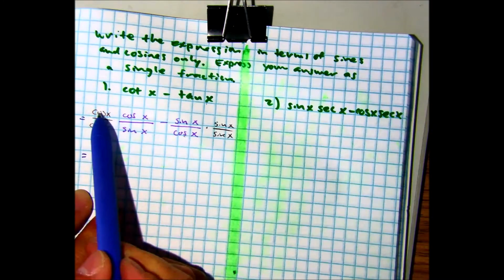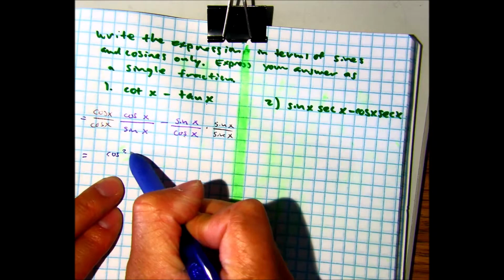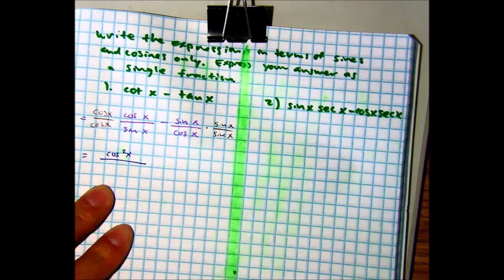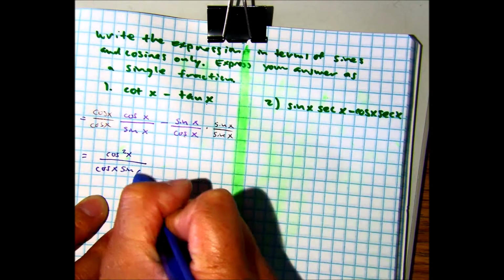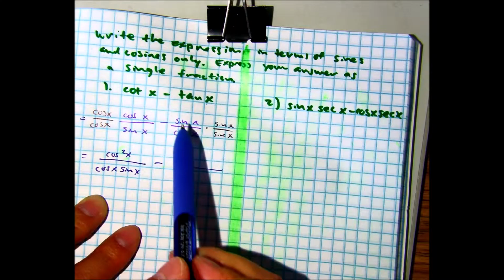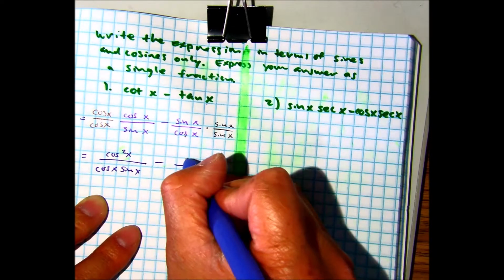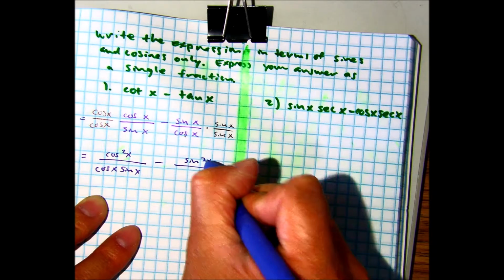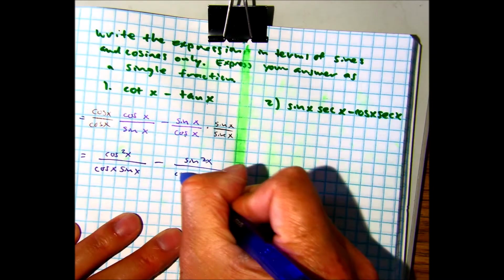Eileen, cosine times cosine. And we multiply those two, it's the same. Eileen, sine times sine. And the denominator? Cosine, sine.